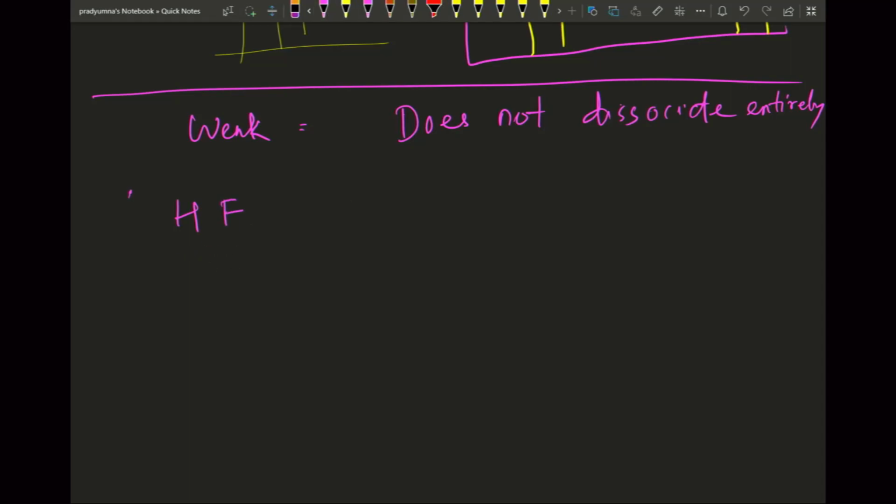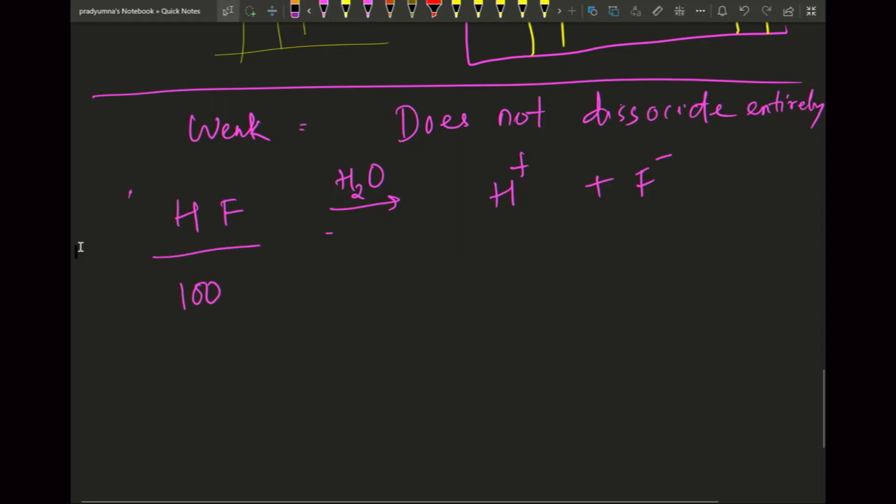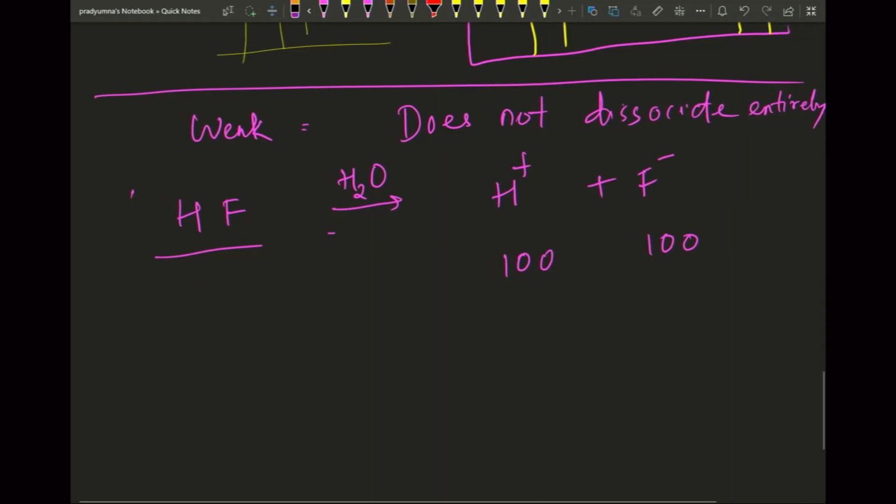If we put it in water, technically what should you get? H plus and F minus, right? So here is what happens. If you put HF into water, let's say you put 100 of them here. If this were a strong acid, you would get 100 here and 100 here, and then this would be 0, because if you put 100 of them, they immediately switch to 100 of this and 100 of that. But because this is a weak acid, let's say you started with 100, 0, 0. After some time, you're going to get probably 99, 1, 1.